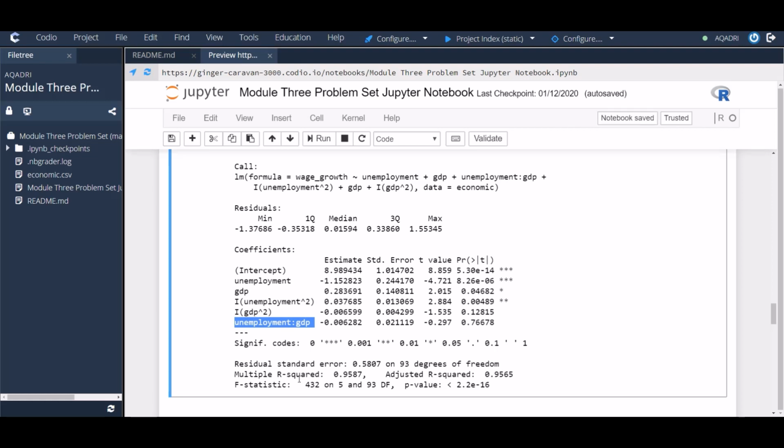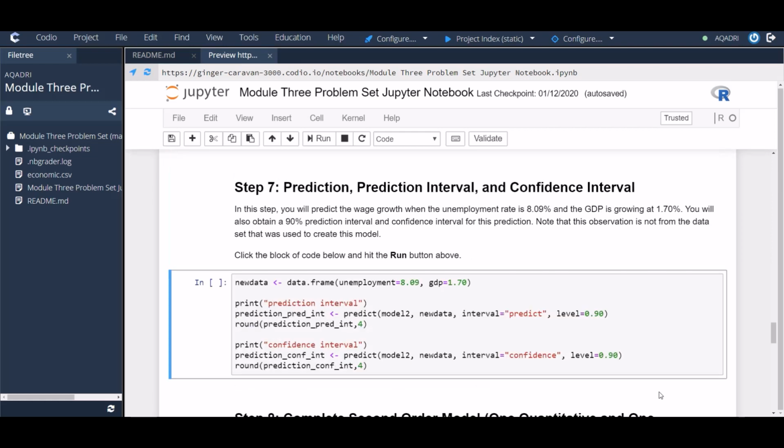So this is the model, and we have the standard outputs given here. The interpretation of those outputs is pretty much the same as you've been doing so far. So really nothing new, except we just introduced a complete second order model to you, and the rest is the same. Next we have the prediction interval and the confidence interval.